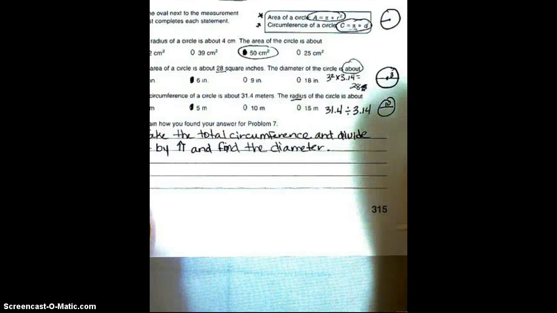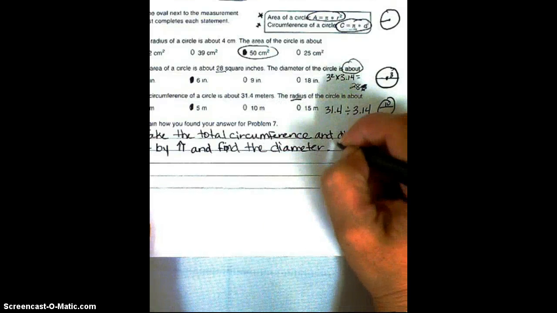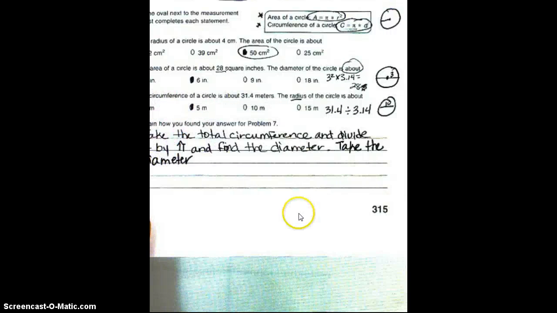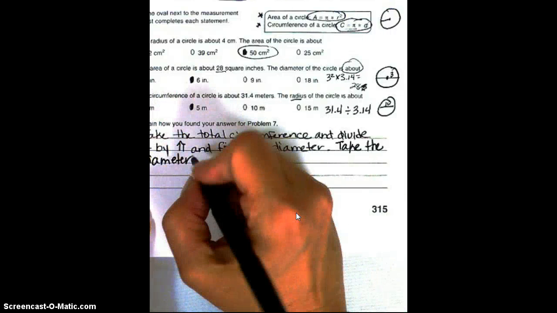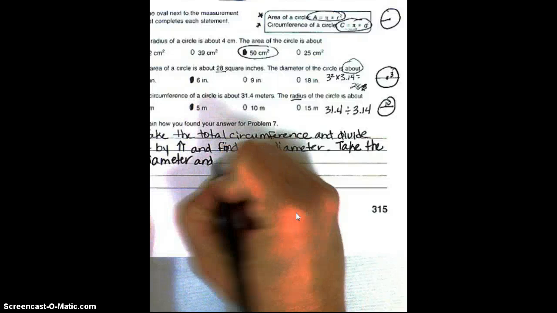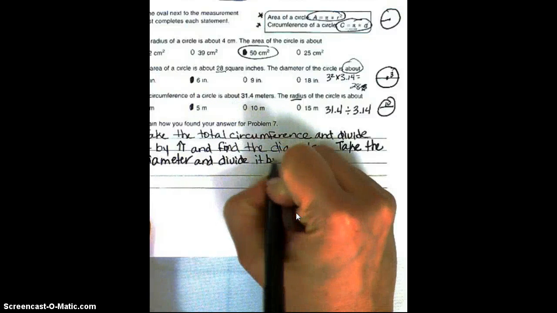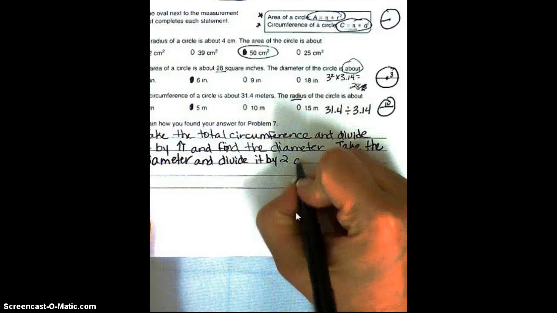Once you find the diameter, take that diameter and divide it in half, or cut it in half. Divide it by 2. And that gives you the radius.